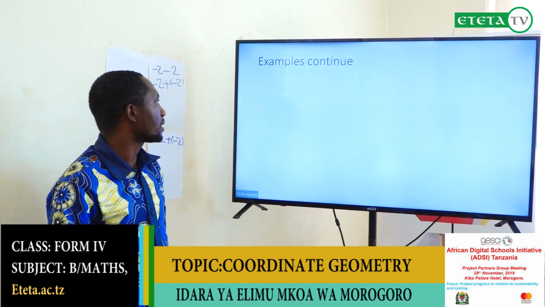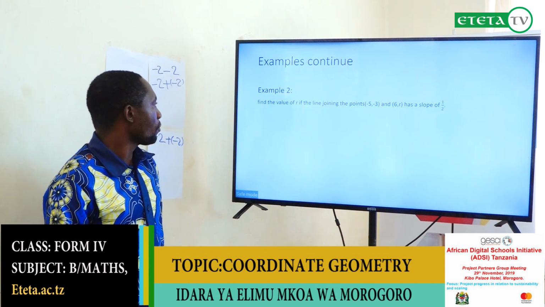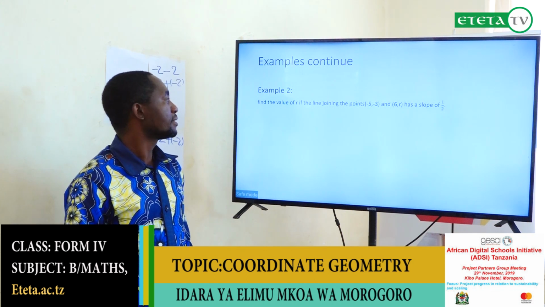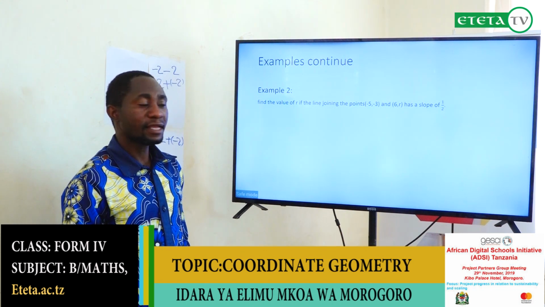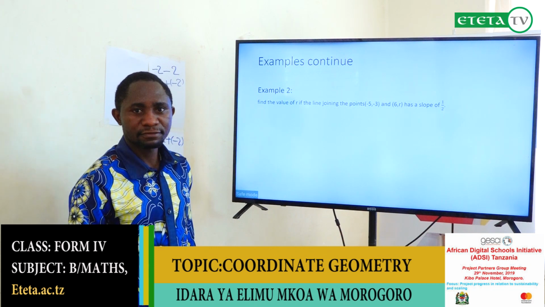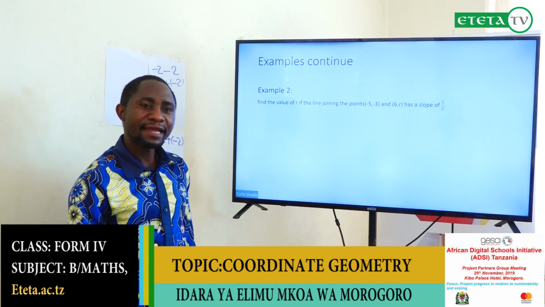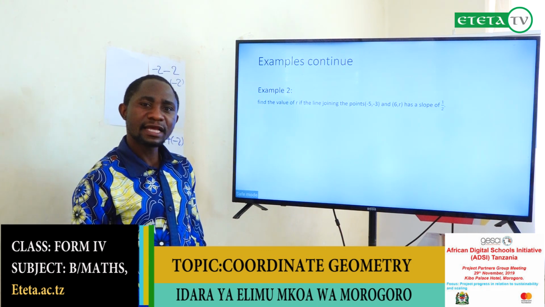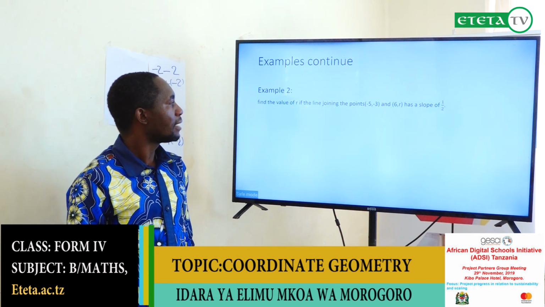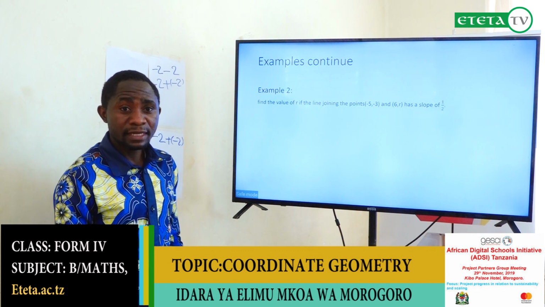Example number 2. Find the value of R if the line joining the points -5, -3 and 6, R has the slope of a half. I repeat. Find the value of R if the line joining the points -5, -3 and 6, R has a slope of a half, or 1/2.